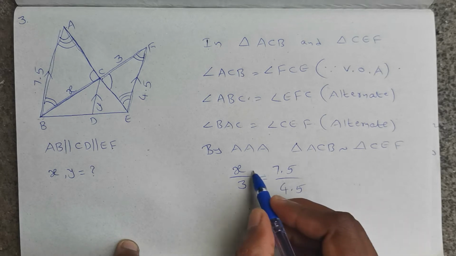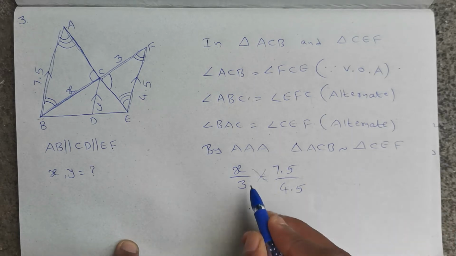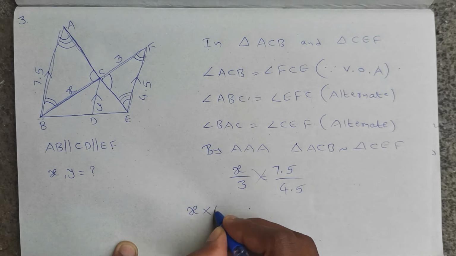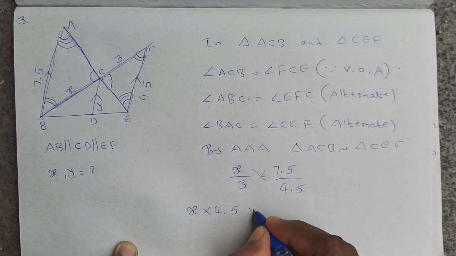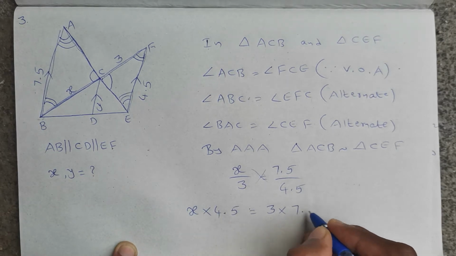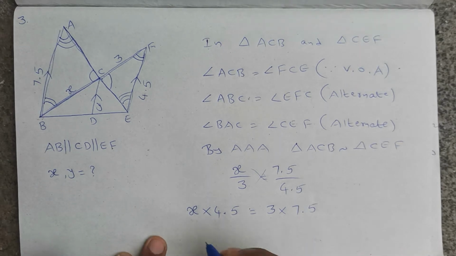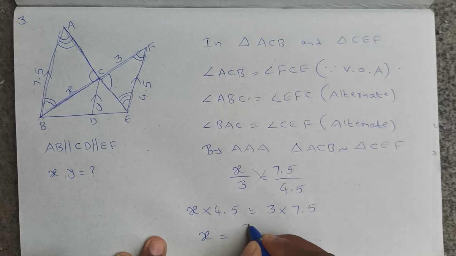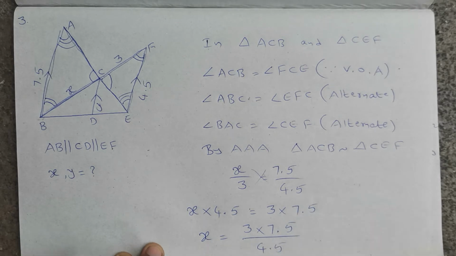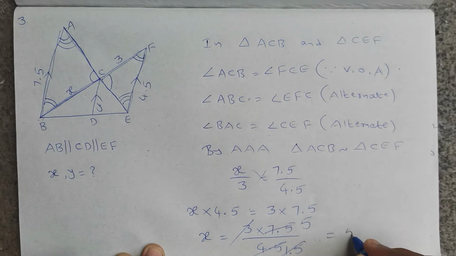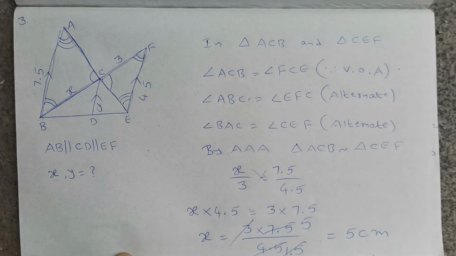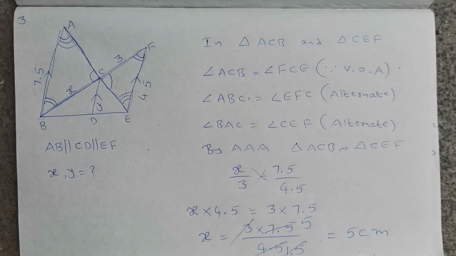We want the x value, so we will do cross multiplication. x into 4.5 equals 3 into 7.5. Now I will bring this 4.5 to the right side. So we will get x is equal to 3 into 7.5 divided by 4.5. 3 ones are 3, 1.5s are 1.5, ones are 5s are. So the x value is 5 centimeters.